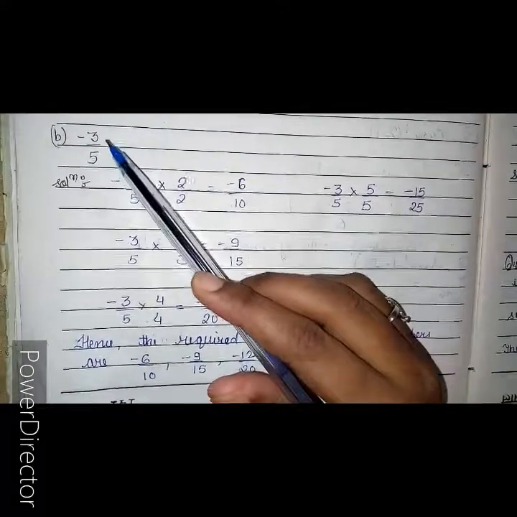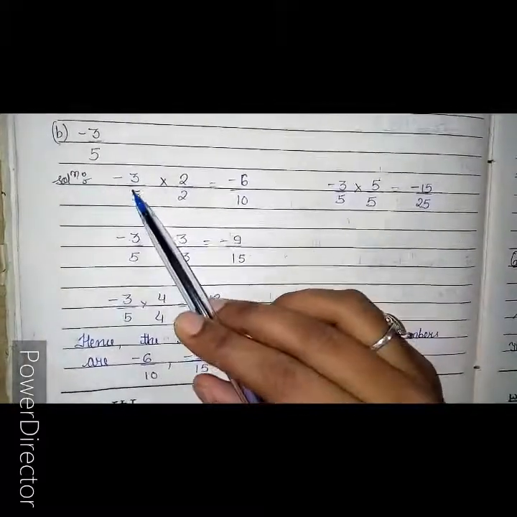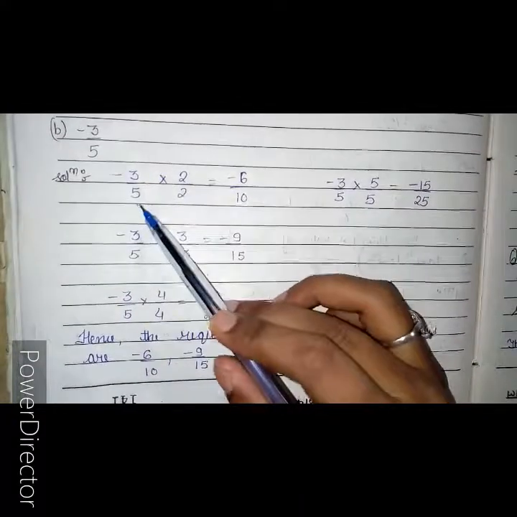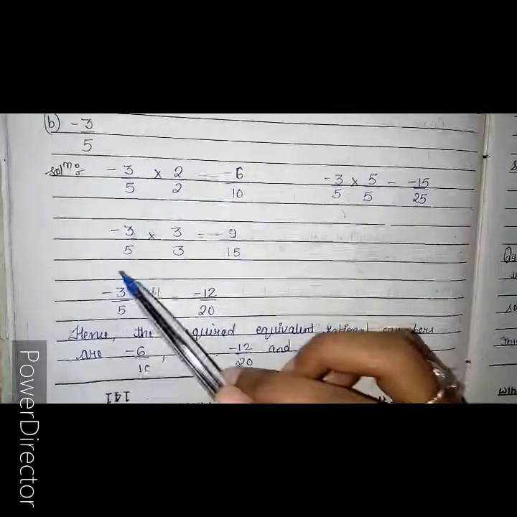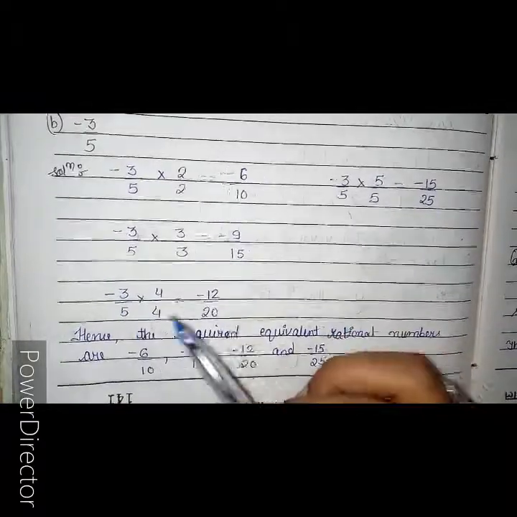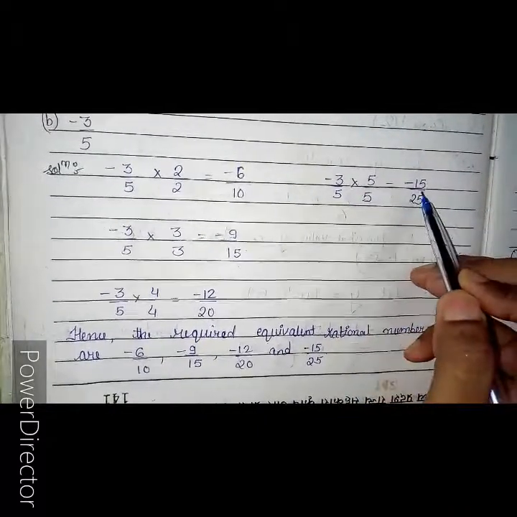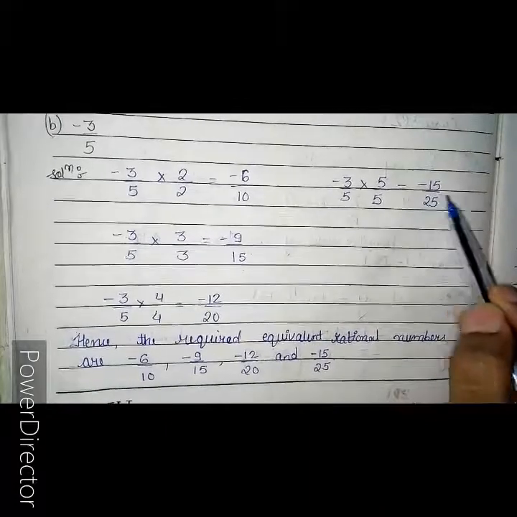Similarly, to find 4 equivalent rational numbers of minus 3 upon 5, we multiply minus 3 upon 5 by 2, 3, 4 and 5. So minus 3 multiplied by 2 equals minus 6 and 5 multiplied by 2 equals 10. Now minus 3 multiplied by 3 equals minus 9 and 5 multiplied by 3 equals 15. Minus 3 multiplied by 4 equals minus 12 and 5 multiplied by 4 equals 20. Minus 3 multiplied by 5 equals minus 15 and 5 multiplied by 5 equals 25. Hence the required equivalent rational numbers are minus 6 upon 10, minus 9 upon 15, minus 12 upon 20 and minus 15 upon 25.